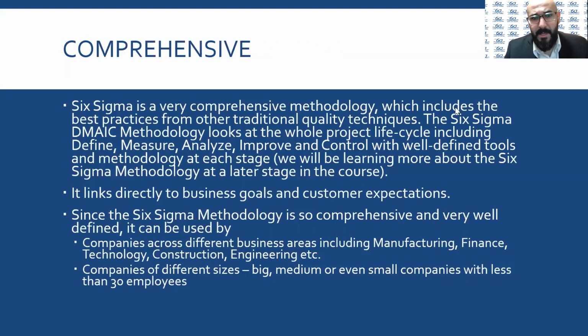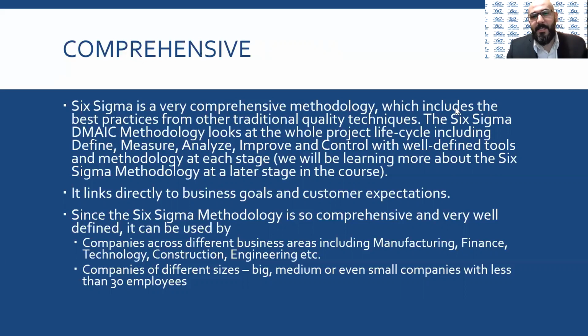The Six Sigma DMAIC methodology follows the whole project life cycle, including define, measure, analyze, improve, and control, with well-defined tools and methodology at each stage. It links directly to business goals. This is the nice thing. Sometimes companies can't align their goals with their initiatives. So they do this and that, and a lot of effort has been put into the company, but is there a direct link with the goals and objectives? Sometimes no. They're good initiatives, but are they related to the goals?